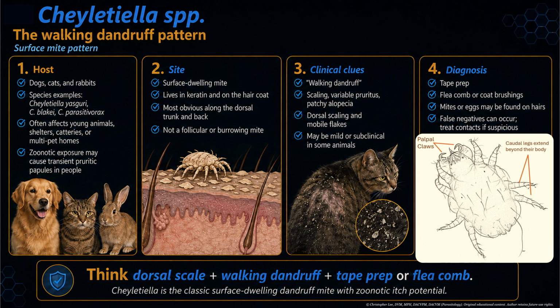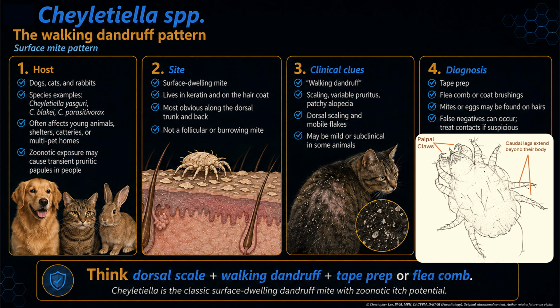a surface-dwelling mite that lives in keratin and along the hair coat. This is a mite of the surface, not a follicular mite like Demodex, and not one that burrows like Sarcoptes. That matters diagnostically because you go looking on the outside. Tape test, flea combing, coat brushing, or hairs carry mites or eggs. False negatives can happen, particularly in well-groomed animals.